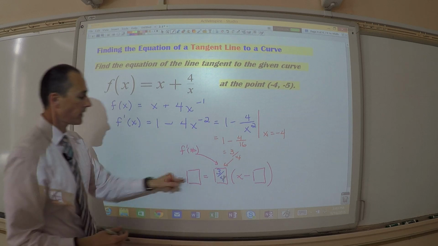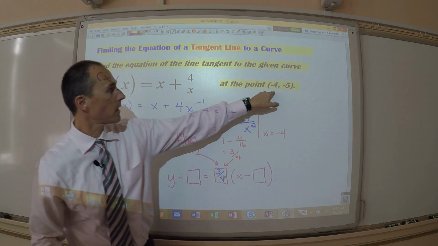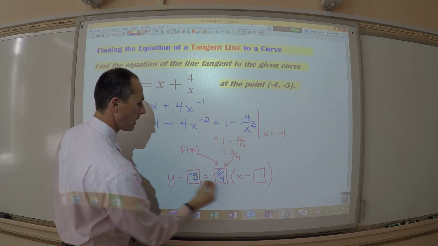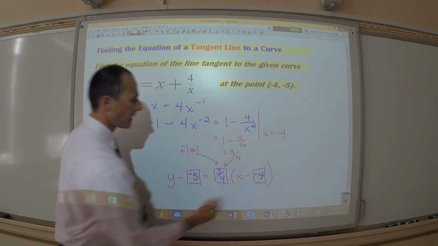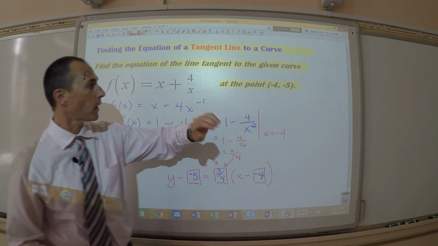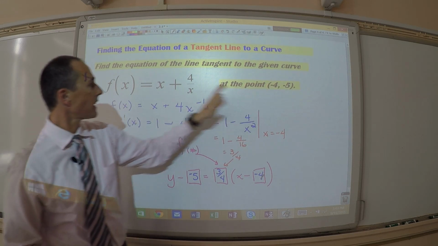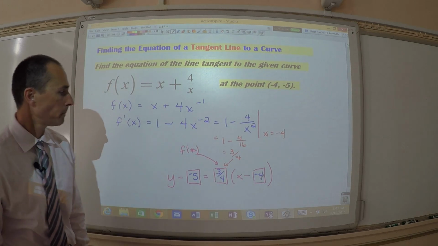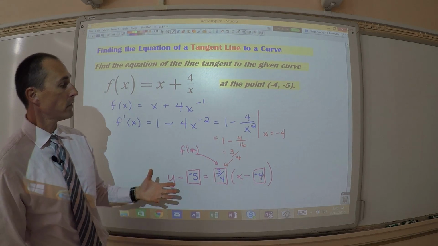The easy part is I already have these coordinates because they were given to me in the problem. Now, had you not been given both the x and the y coordinate, let's say you were just told to find the tangent line at x equals -4, then we would actually have to place -4 in here to make sure we get the correct y coordinate. So I hope this review of derivatives has been helpful.